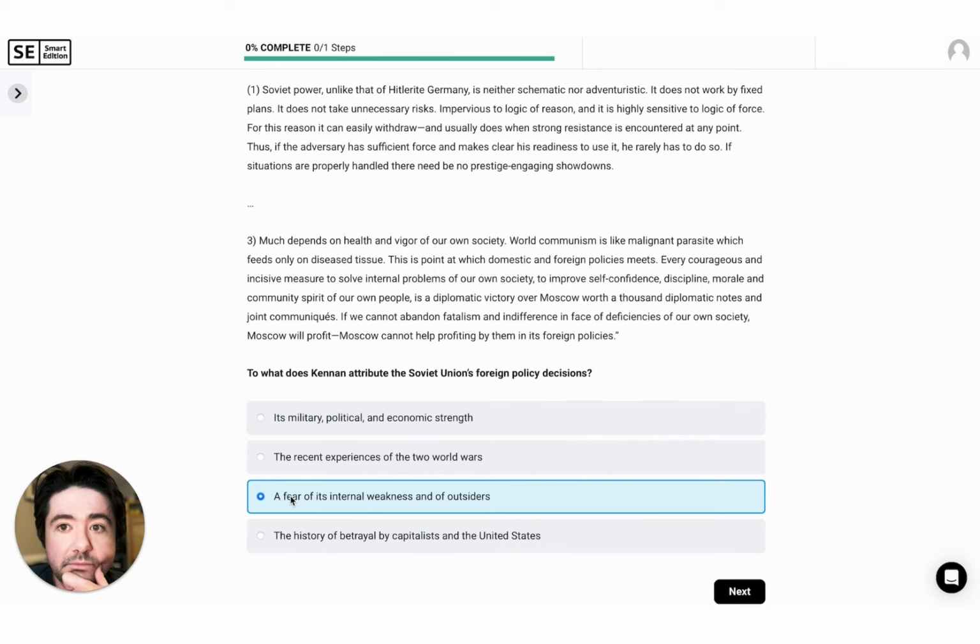Granted, the Soviet Union is different than Imperial Russia, but Kennan's arguing, yeah, the name of the country might have changed, but at its core, it's the same group of people and the same weaknesses and the same ideas that are influencing their country. This fear of internal weaknesses and outsiders. All right, that said, let us move on to question 16.